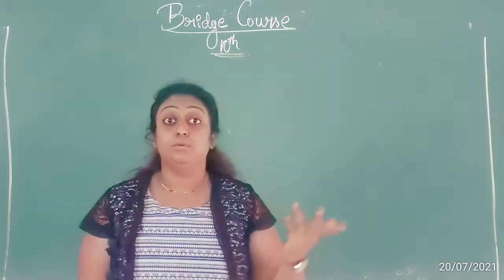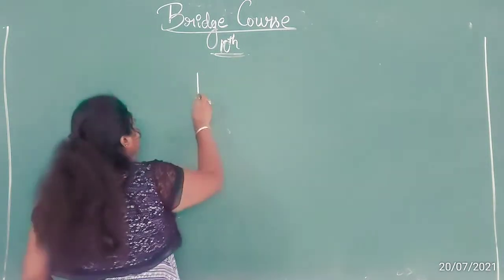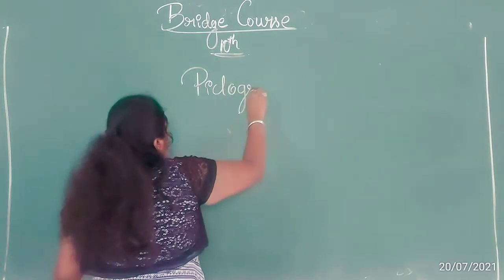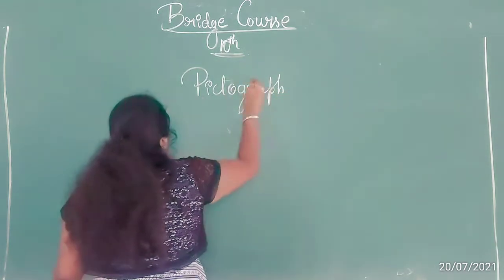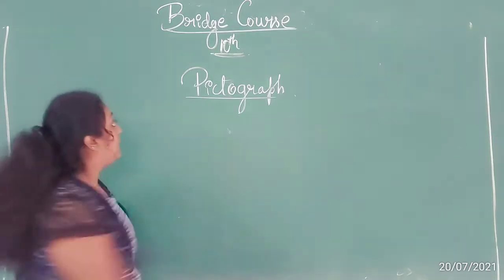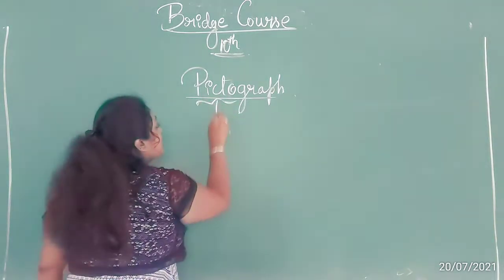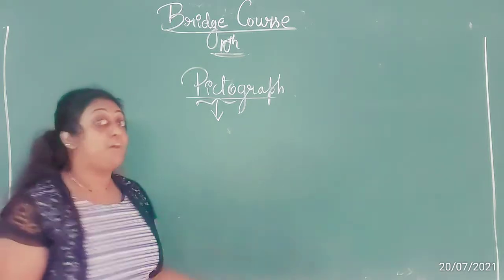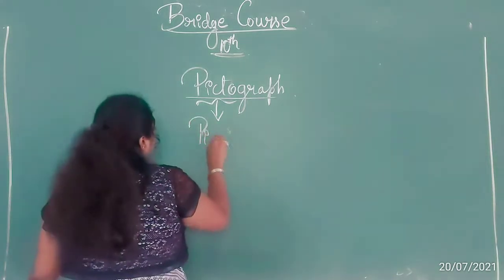Now what are the new 2 terms? The first one is pictograph. Now what do you mean by this pictograph? See this first word, that is picto. That means nothing but picture kind of thing. You are going to represent it in the form of a picture.